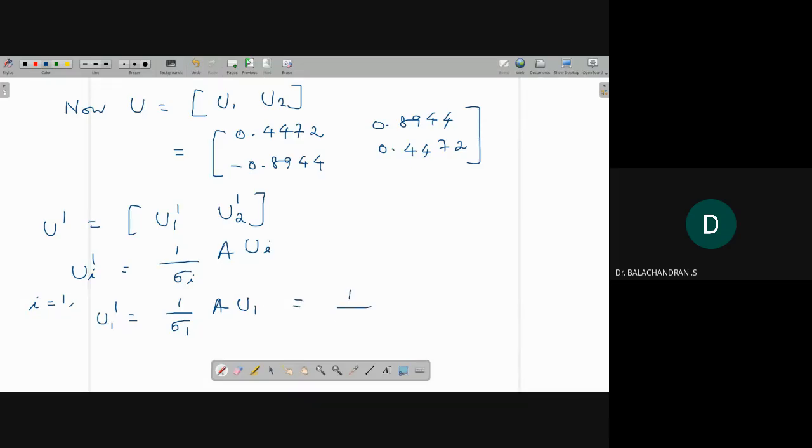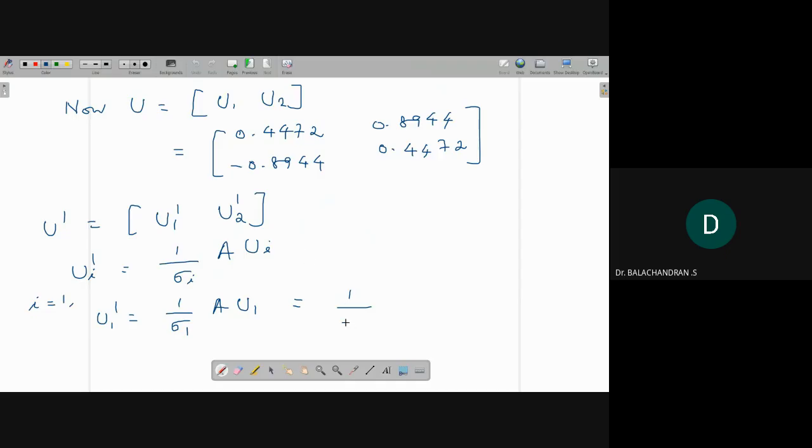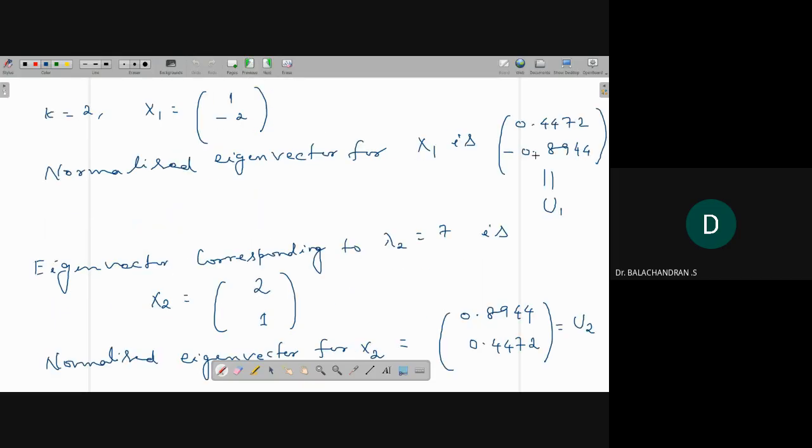What is sigma 1? Sigma 1 is 1.41, and sigma 2 is 2.65. So 1 by 1.41, and the matrix A is the given matrix: 2, 1, 1, 1, 1, minus 1. Then u1 is the normalized eigenvector. So this is u1.